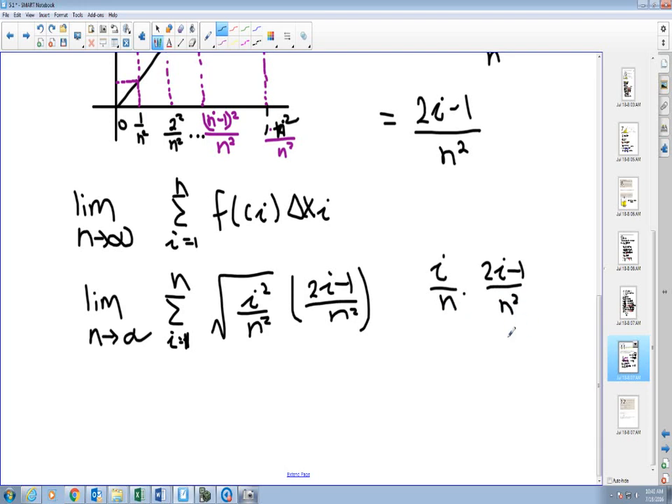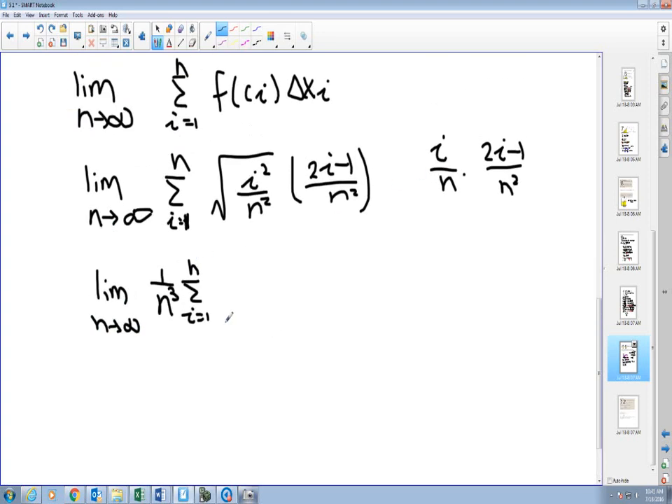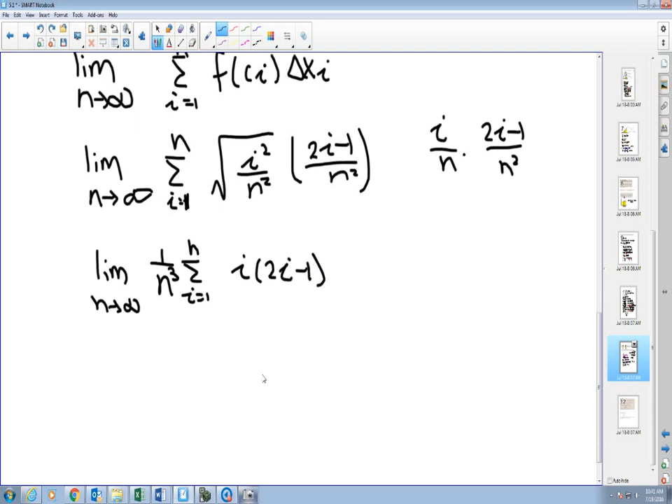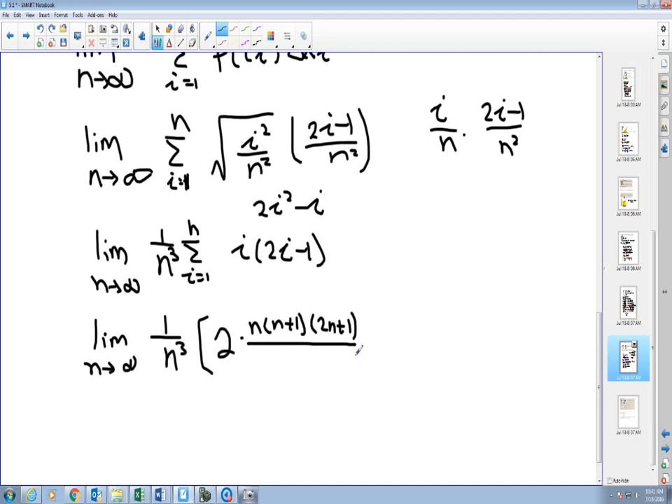Then n times n squared is n to the third. I'm going to take it up front of my summation, so that will be 1 over n to the third. I'll take a limit of it. That leaves me with i times 2i minus 1. If I distribute, that gives me 2i squared minus i. So for the subtraction, I'm going to split into two summations. So the limit as n goes to infinity, my 1 over n to the third now will times 2 times the sum of i squared, which expands to n times n plus 1 times 2n plus 1 over 6, minus n times n plus 1 over 2. There you go.